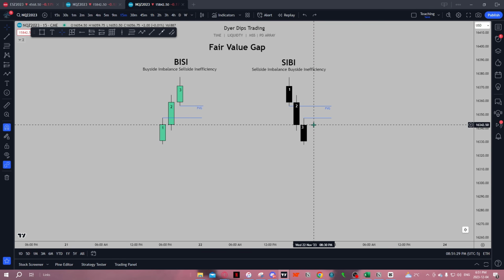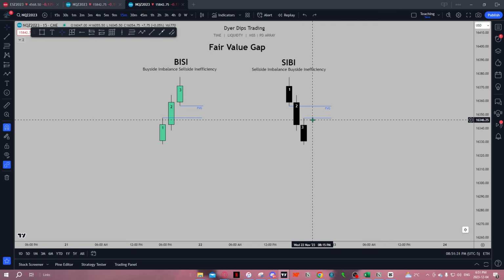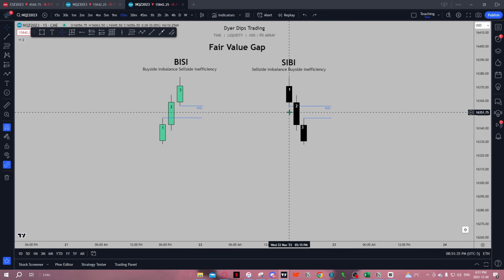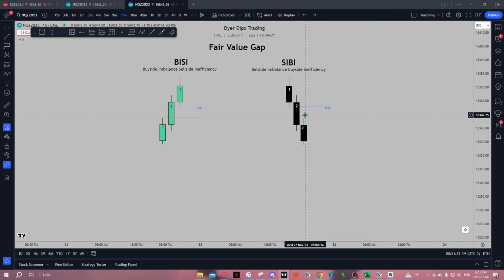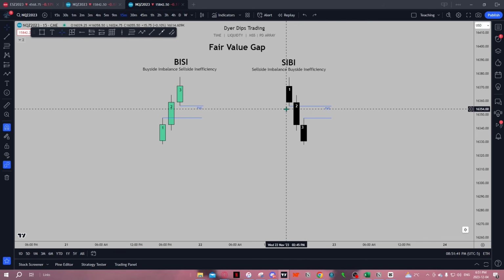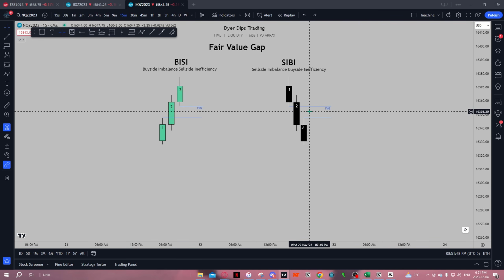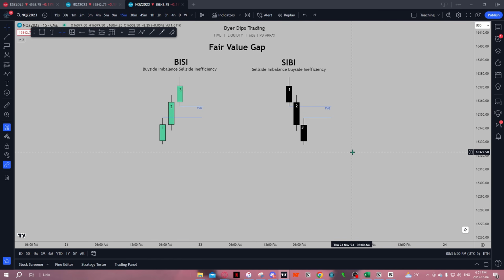We then will allow candle 3 to trade into candle 2, but candle 3 is not allowed to trade to or through the lowest point of candle 1. That gap between the high of candle 3 and the low of candle 2, which should only have a body from candle 2 in between it, is going to be your SIBI or your bearish fair value gap.